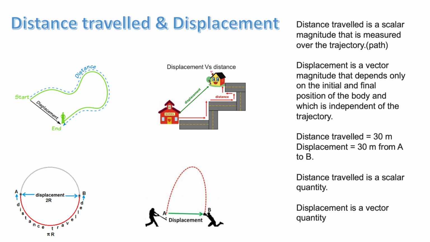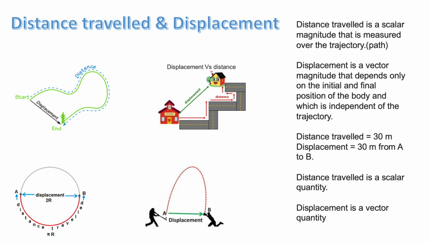Distance traveled and displacement. Here you can see different types of motion. An object traveling from one point to another point. Here in the first picture you can see a person starting his journey from one point and reaching the end point. He can travel through different paths, or it may be a straight line path.